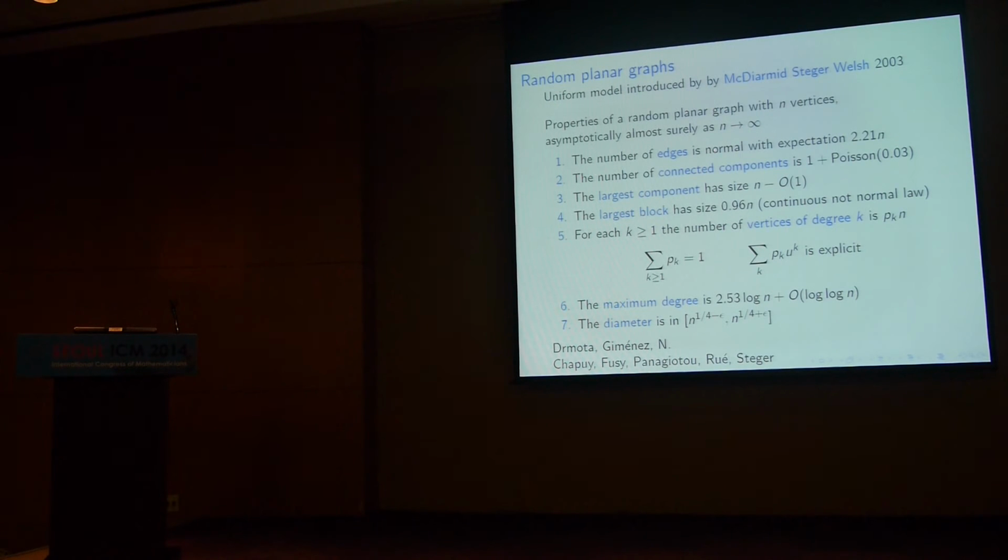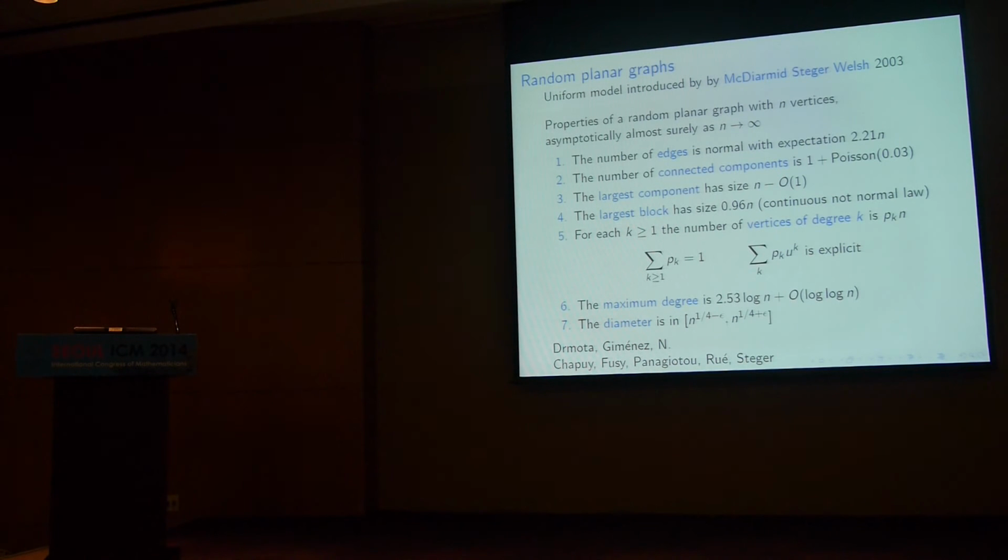We know that the number of edges is asymptotically normal, and the expectation is 2.2n. It has to be between n and 3n, right? 3n because this is the bound for planar graphs, and n because a large proportion of them are connected. The number of connected components is just 1 plus some small components that are responsible for this Poisson distribution. The largest component is not a giant component. It's really everything minus a few points. So it's really a super giant component.